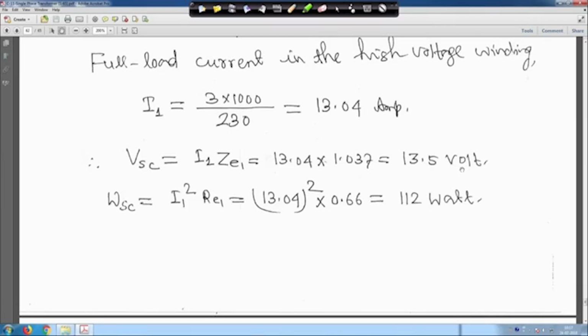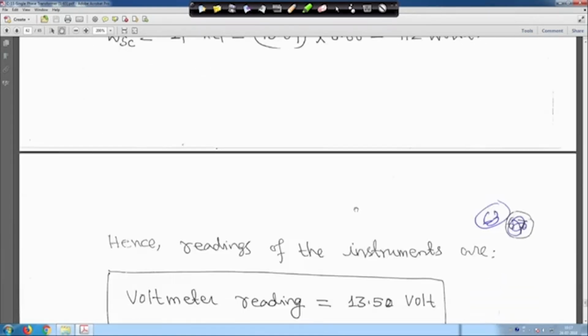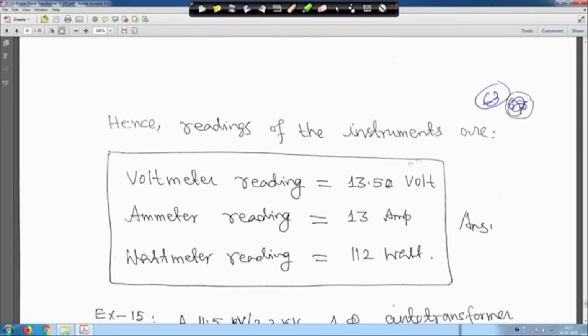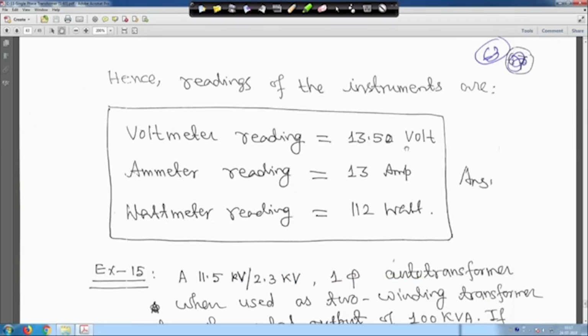So, VSC will be 13.5 volt. And your WSC, under short circuit condition the copper loss I1 square Re1, it is coming 112 watt. Therefore, the reading of the instruments: voltmeter reading will be 13.5 volt, ammeter reading will be 13 ampere, and wattmeter reading will be 112 watt, right.